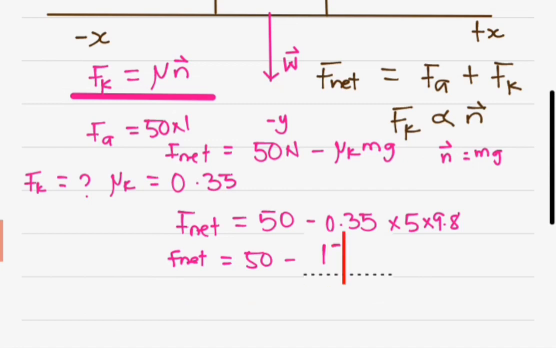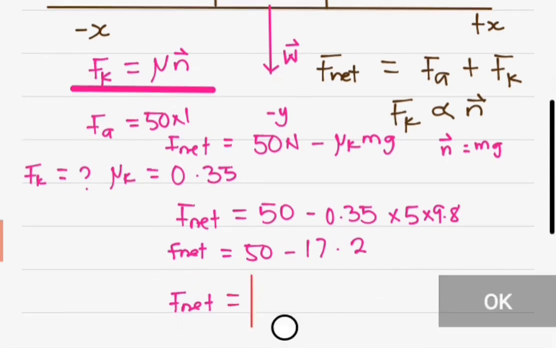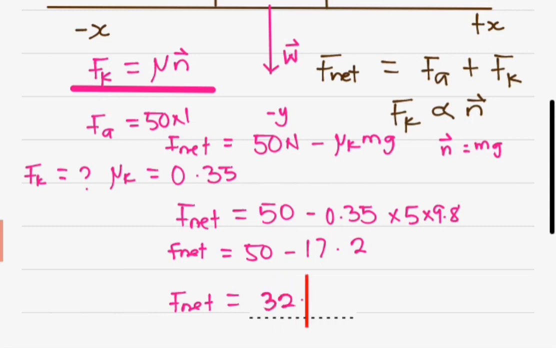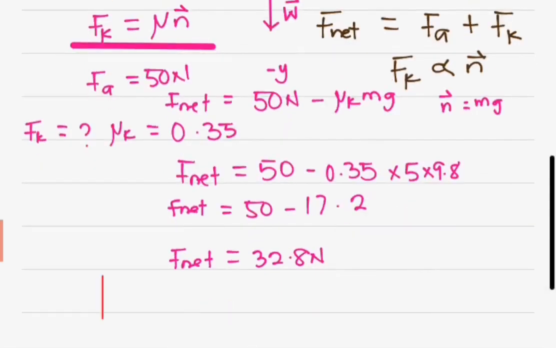That is 17.2. So what is going to be Fnet? Fnet is going to equal, what is 50 minus 17.2? That is going to give us 32.8 newtons. Now, what if we want to find the acceleration in the x direction?